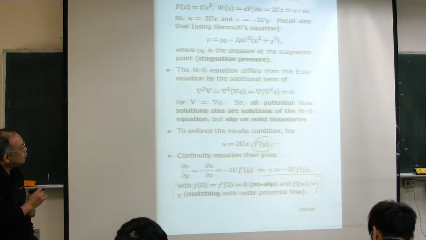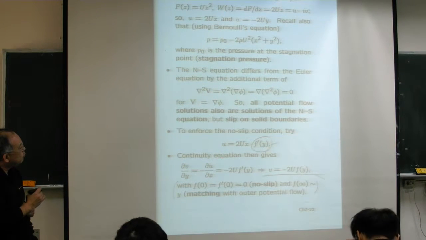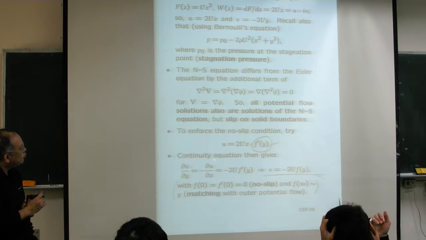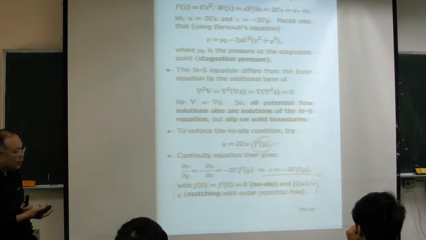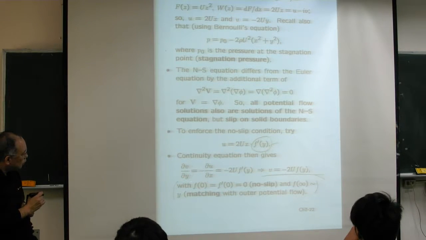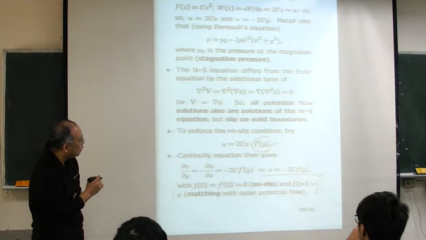We try using this as the solution form and plug it into the continuity equation first. The continuity equation gives you partial u partial x plus partial v partial y equal to 0. So partial v partial y equals minus partial u partial x. Partial u partial x becomes 2u f prime y here. Then you integrate with respect to y to give you the v velocity. V is equal to minus 2u f of y, because f prime is a derivative with respect to y, and once you integrate, f prime y becomes f y. So that's the purpose why we're using f prime here.